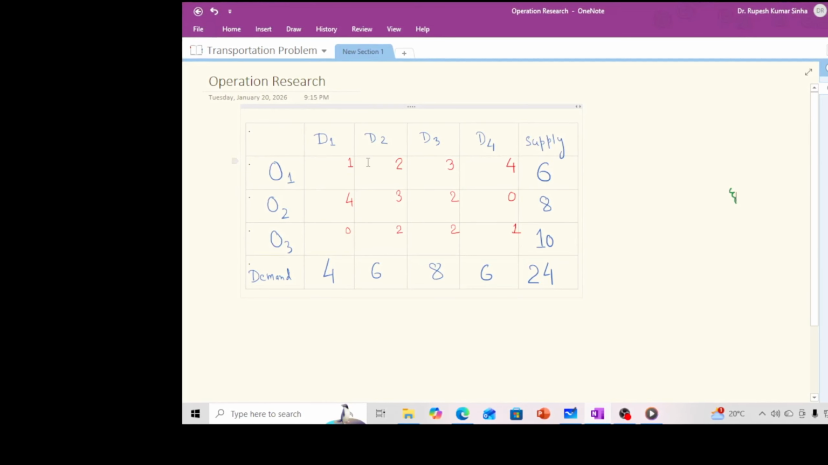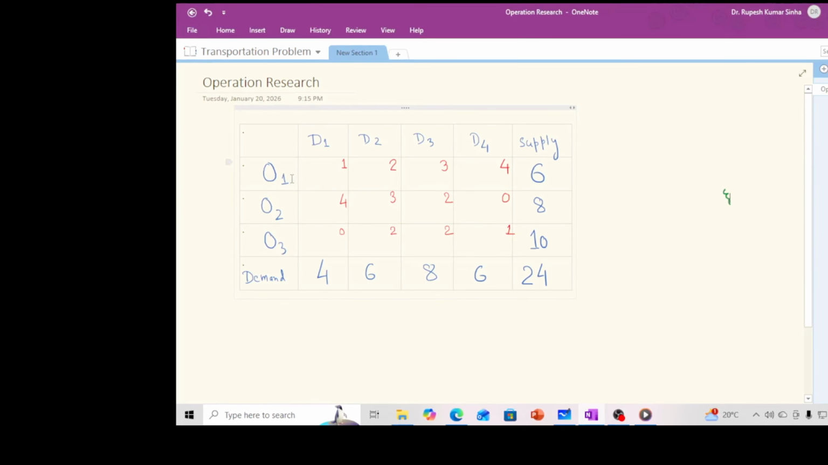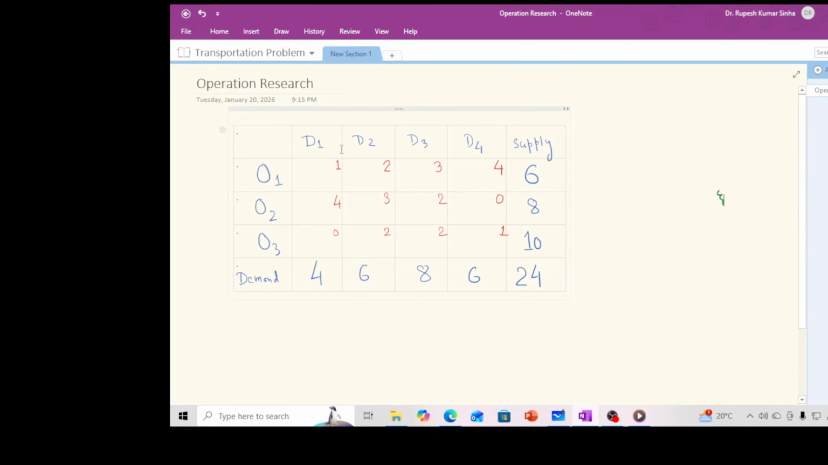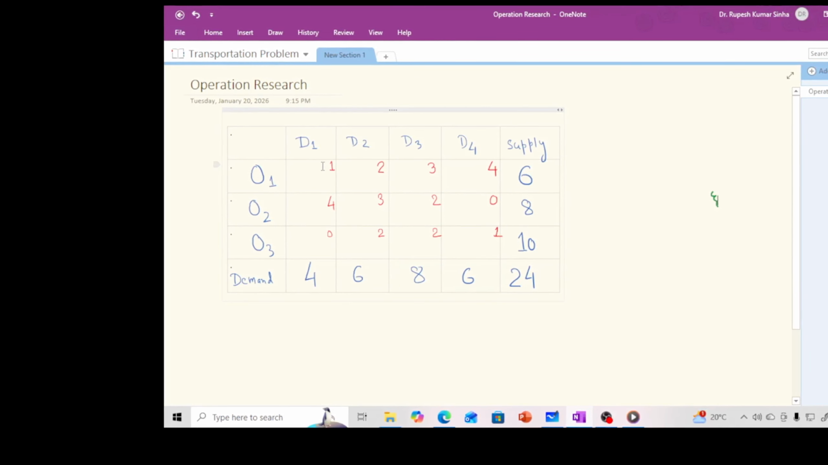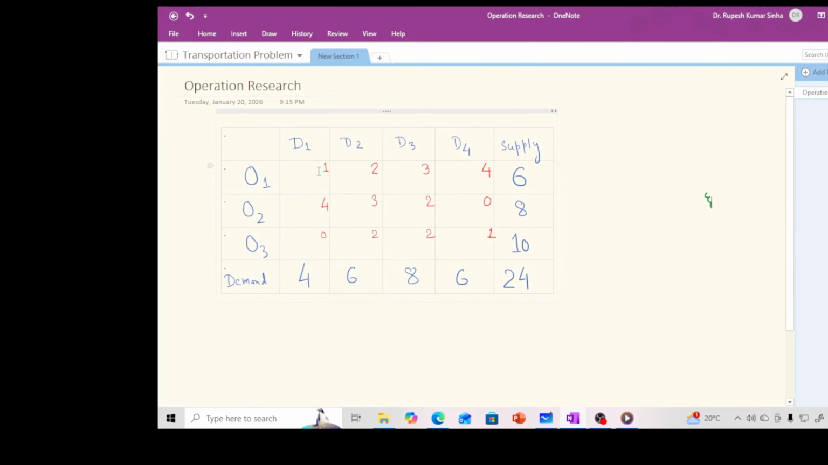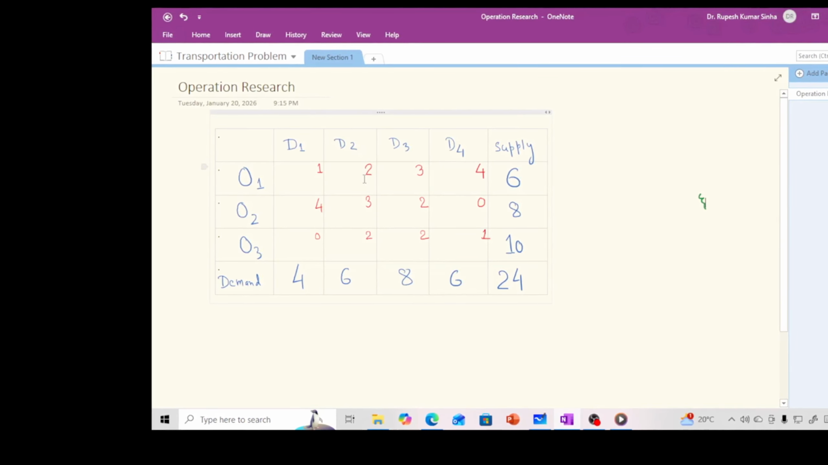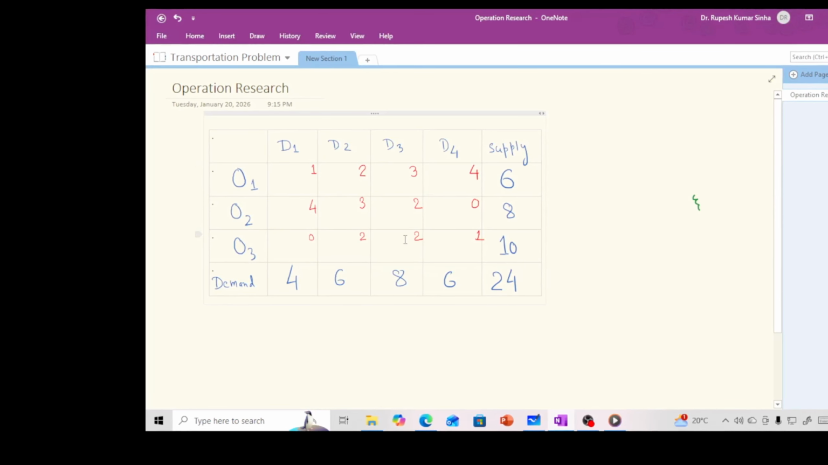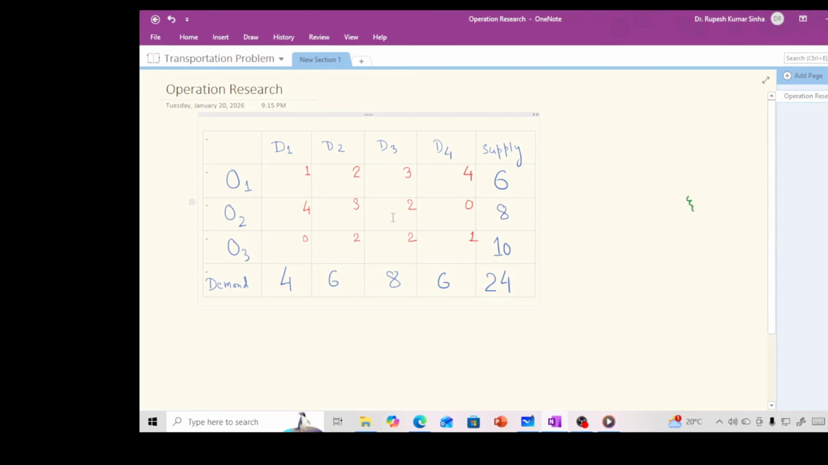Here I have written the cost. This, in the red color, you can see. It means when we are sending the product from origin 1 to destination 1, for each unit of product the cost comes as 1 rupee. In the same way, from O2 to D2, if we are sending, the cost is 2 rupees, and in this way the cost has been given in the matrix.